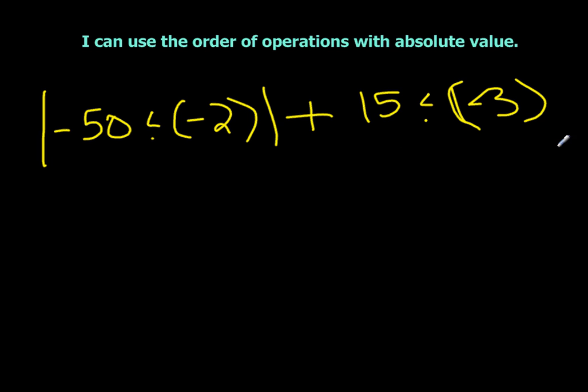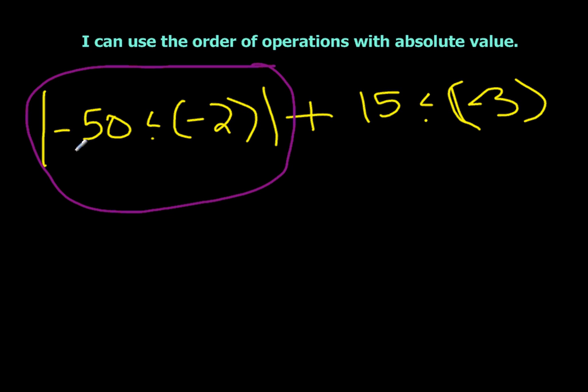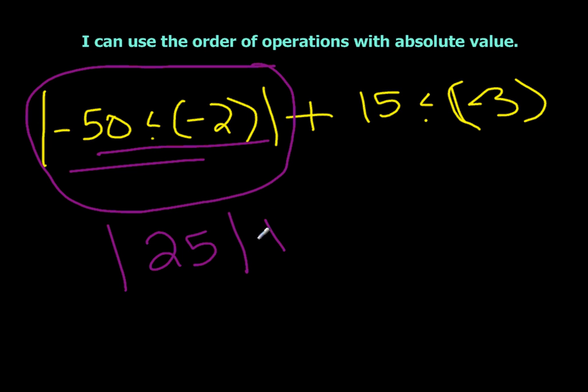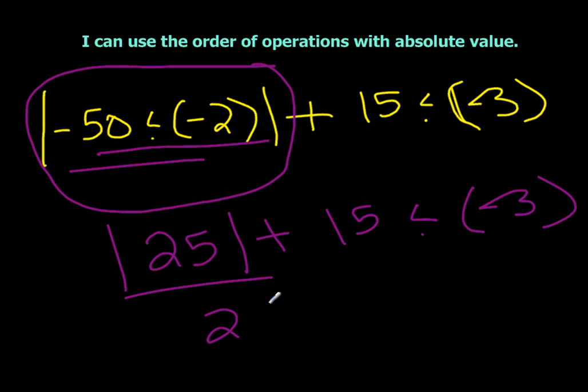Okay, so in this case, when we think about the order of operations, we start with parentheses. The absolute value symbols here, where there's work to do inside of them, act as a grouping symbol as well, like parentheses. So we should do the operation inside that grouping symbol first. -50 divided by -2 gives me +25, and I keep my absolute value bars, plus 15 divided by -3. So now I'm going to take the absolute value of 25, which is 25.